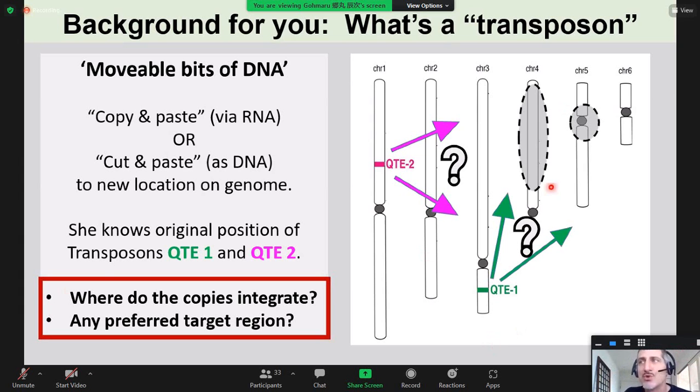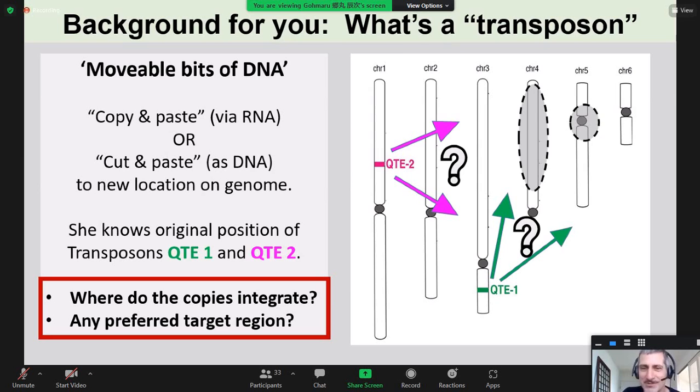Specifically, do they prefer these areas around the black circles, which are called the centromeres, the center of the chromosomes? Does it prefer this area, or does it prefer the arm regions? She wants to know this. So here is the original version.